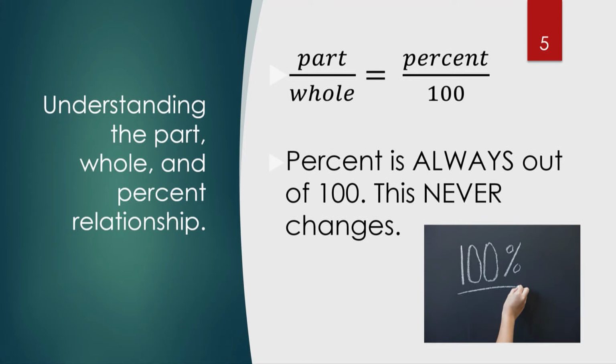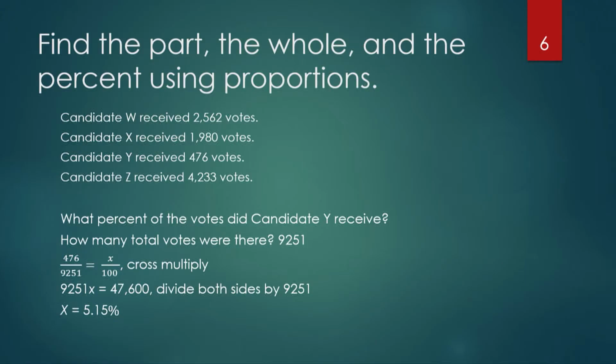So this is always true: part over whole equals percent over 100. Again, I will say it a dozen times, percent is always out of 100. This setup is always true. The part over the whole is going to equal the percentage. It will never change.